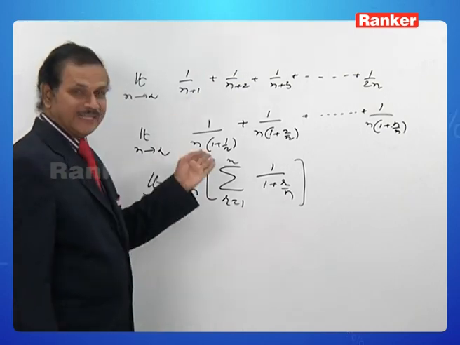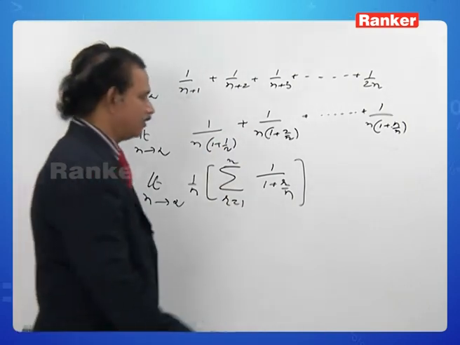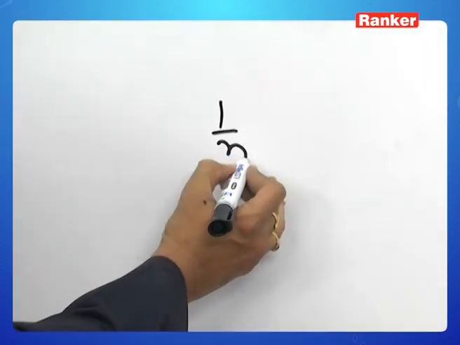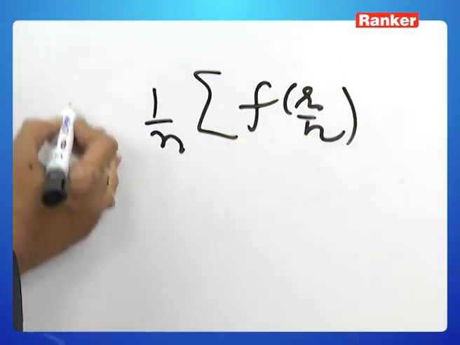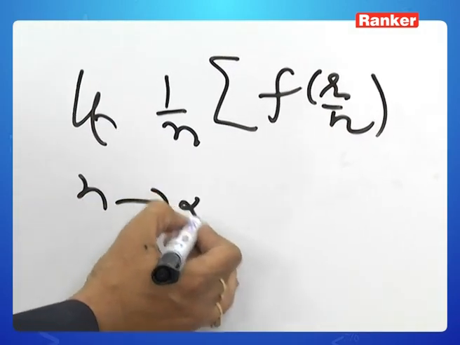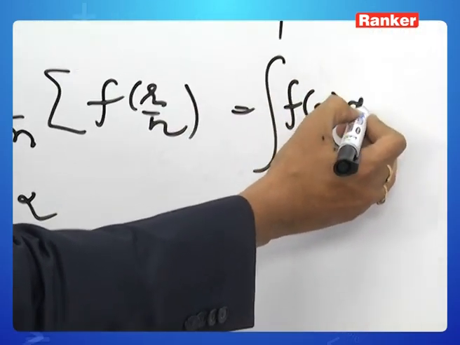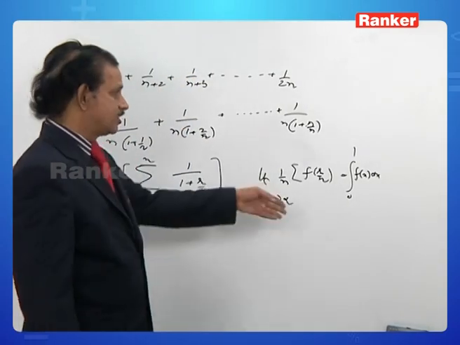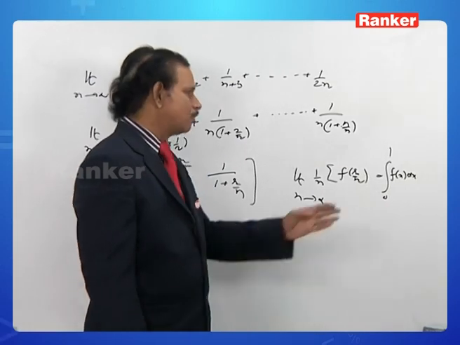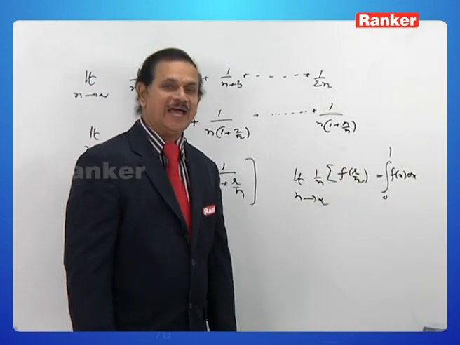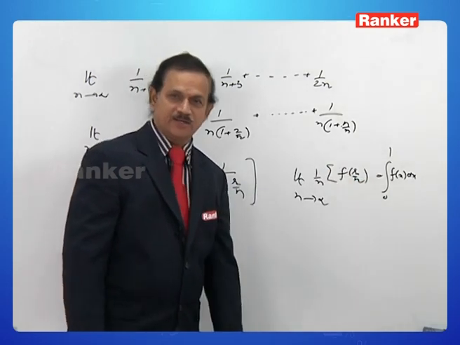You observe. This is absolutely in the shape of the previous formula, or rather procedure, of integration. What is that? 1 by n into sigma f of r by n, limit as n tends to infinity, is equal to the integral 0 to 1 f of x dx. Of course, those limits of integration will be decided according to the boundaries of small r, from where to where it ranges. According to that only, the limits 0 to 1 can be decided here.